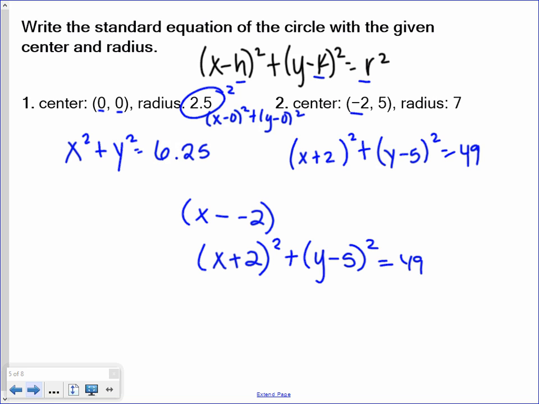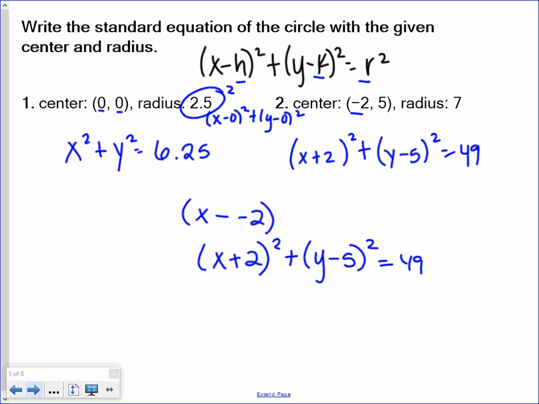But if you always just think opposites, like if they give you a negative, it becomes a plus. If they give you a positive, it becomes a minus, then you'll be okay. Any more questions on writing equations of circles? Okay, let's look at one.